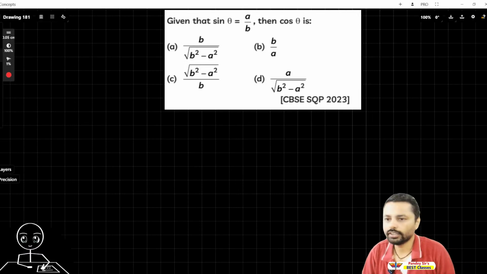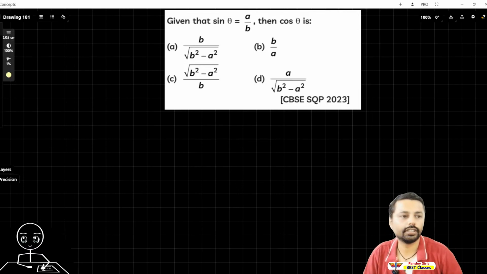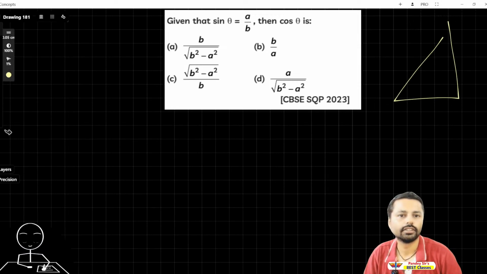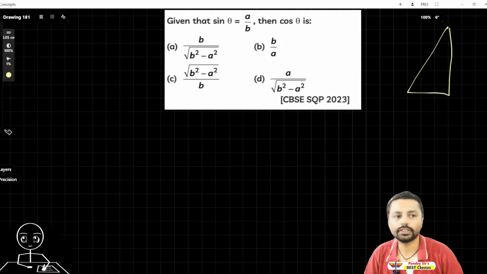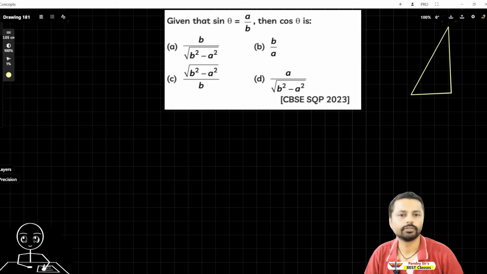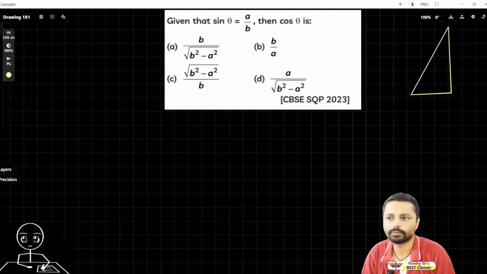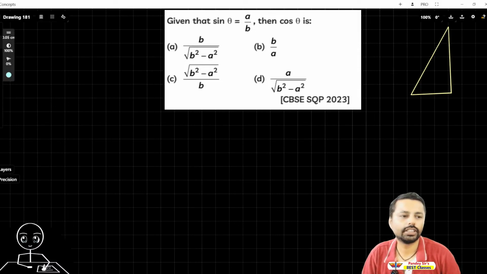See, the thing is, here we need to do the trigonometry. You might think that you will simply apply the formula sin square theta plus cos square theta. Yes, you can apply that trigonometry value and you can square both sides. So actually, why not directly do the square formula? That will be lengthy.